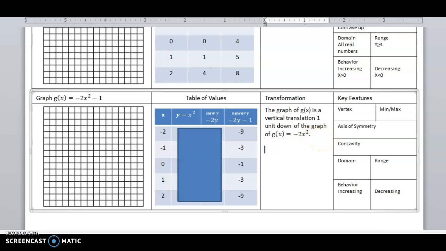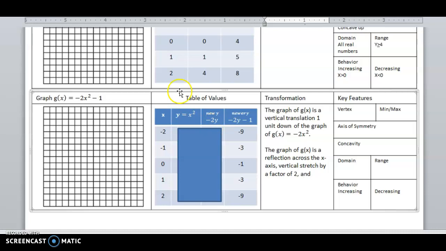However, if you want to describe the transformation based on the parent graph, then you could say the graph of g of x is, first, there's a negative sign here in front of 2, and negative means we're reflecting it, so it is a reflection across the x-axis. Next is the 2, which was multiplied to x squared, so since 2 is bigger than 1, we say it's a vertical stretch. So vertical stretch by a factor of 2.